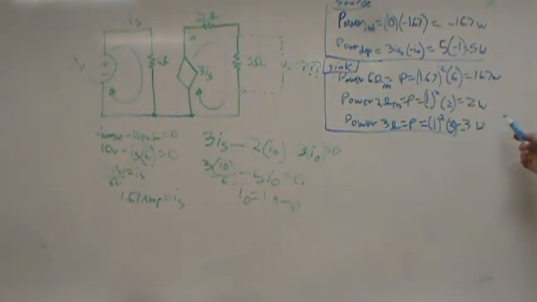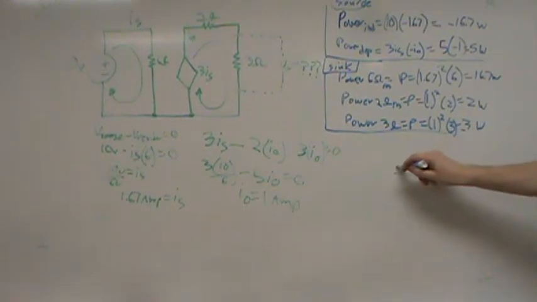And when you add these up, 16.7 cancel, 5 cancels with the 5, so we've proven that these are essentially equal.